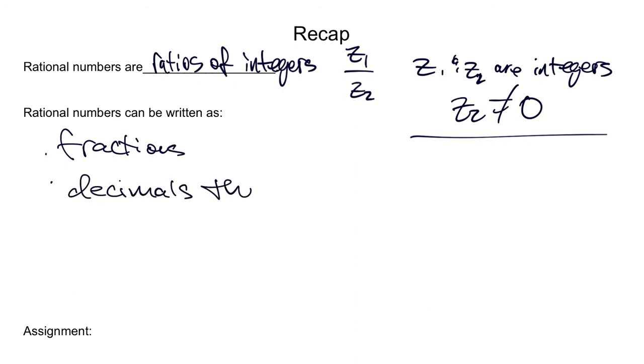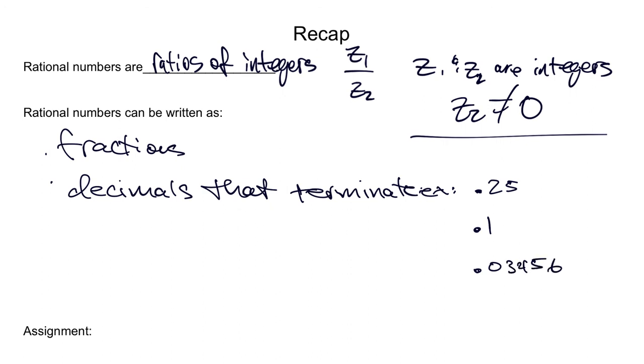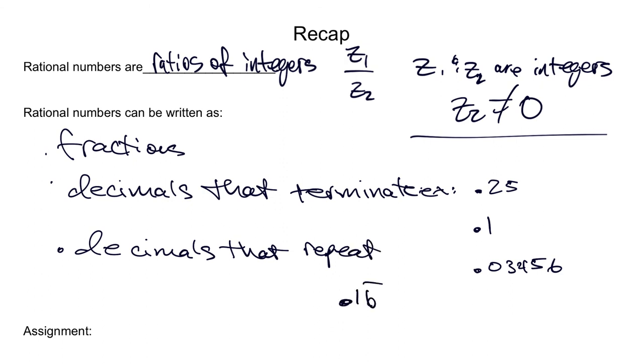Decimals that terminate, meaning they stop. Example would be 0.25, 0.1, 0.03456. I stopped writing, so it terminates. Or decimals that repeat. 0.16 with a bar on top. 0.3 with a bar on top. This bar means the 6 goes on and on. Oops, sorry. Forever, okay?